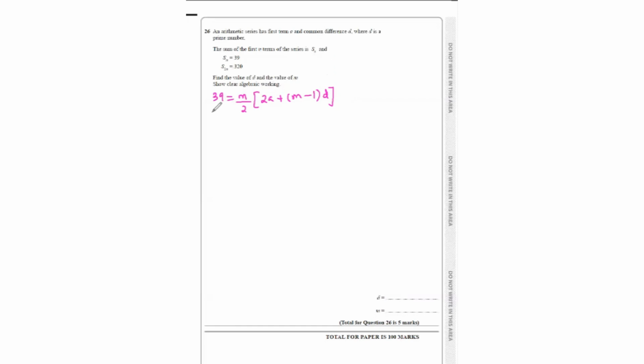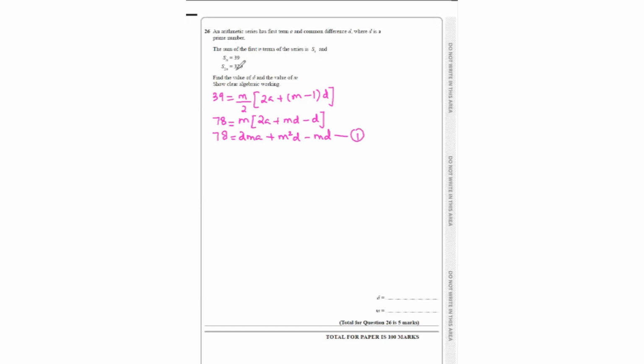So let's simplify this. 39 times 2, 78, equals m times (2a plus md minus d). I expanded the bracket. Again, expand the bracket: 2ma plus m square d minus md. This is our first equation.